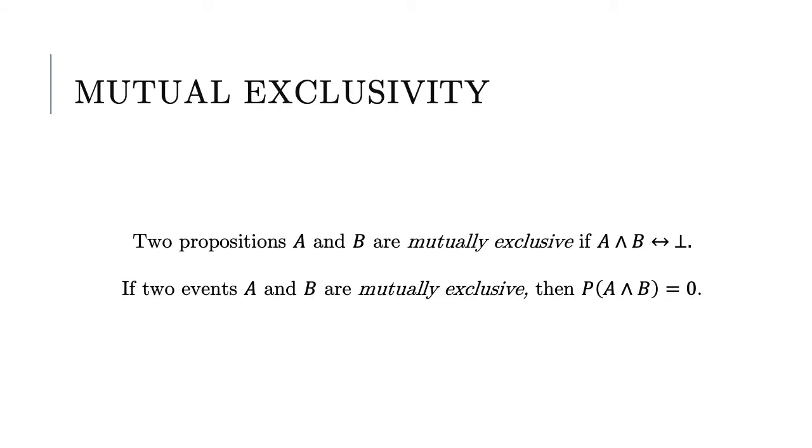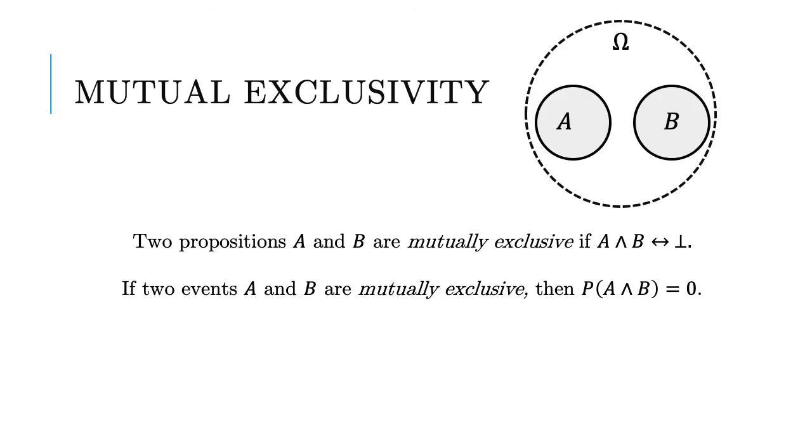Now let's go over three definitions that you're going to find useful moving forward. Two propositions, if we remember, are mutually exclusive just in case they are logically incompatible, meaning that their conjunction is a contradiction. From this, it follows that if two events are mutually exclusive, then the probability of their conjunction is equal to 0.